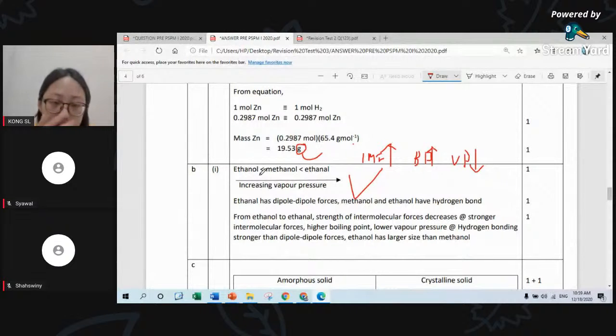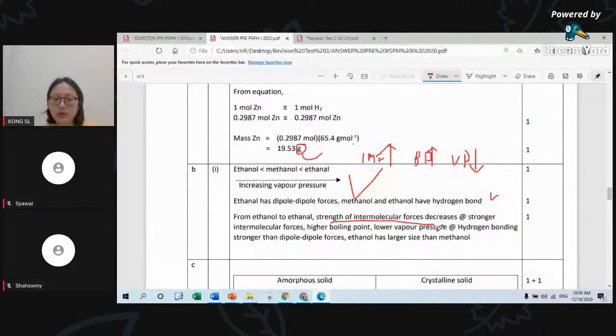So for this case, I will explain like this. Ethana has dipole-dipole forces. Methanol and ethanol have hydrogen bonds. So this one you just follow. And then mention the strength of the intermolecular forces: dipole-dipole forces are weaker than hydrogen bonds, or hydrogen bonds are stronger than dipole-dipole forces. That's why the strength of ethana is the weakest compared to methanol and ethanol. And both ethanol and methanol have hydrogen bonds.